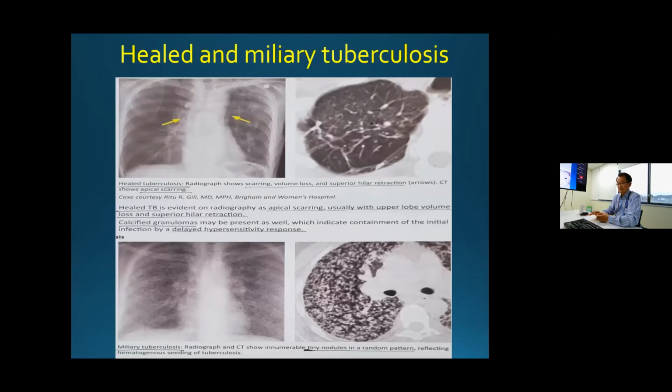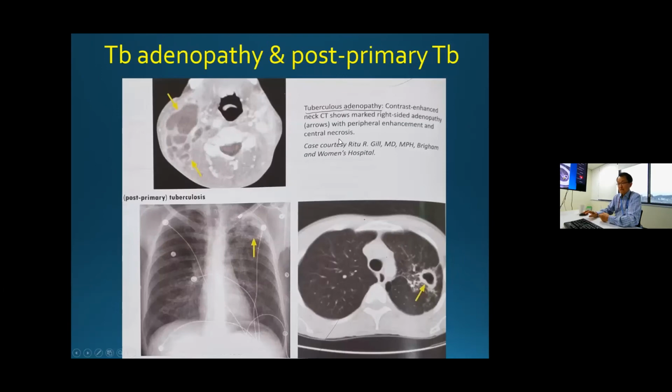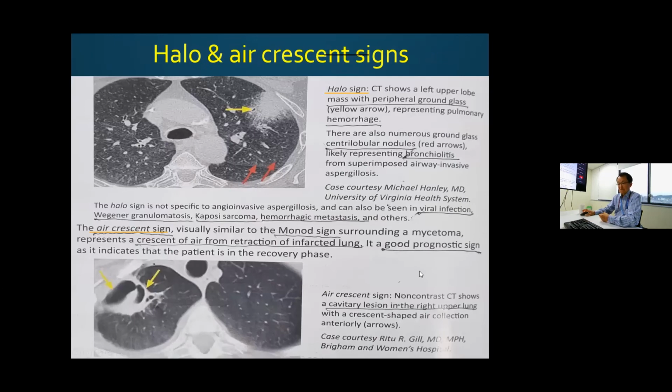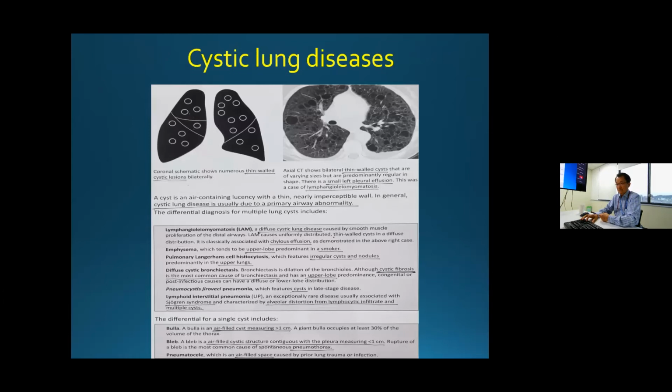And then tuberculosis is a hilar primary. So this is a very miliary tuberculosis. It's hilar, just adenopathy often, or some fibrotic changes. And the adenopathy and the cavitary lesion, and what is called the halo sign, air crescent, can be related to hemorrhage or inflammation, sarcoma, metastasis, all looking cystic. I mean, it's an air pocket, cystic.